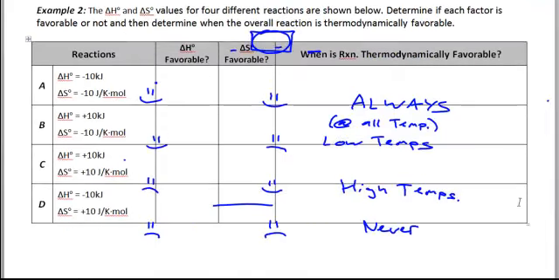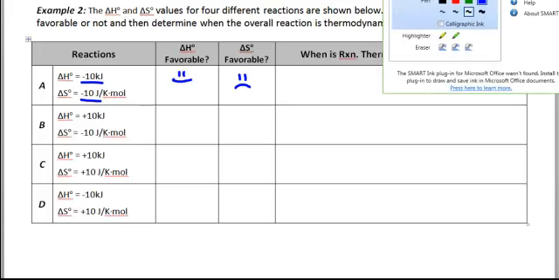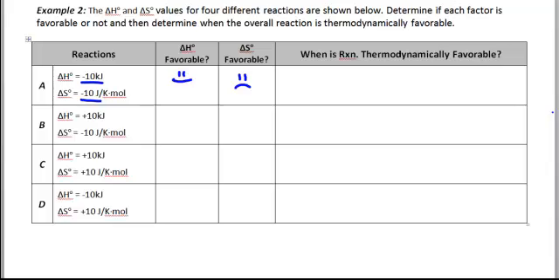So we'll just take a more quantitative look at this then. And we'll use the same ideas, but with some numbers instead. So in part A, delta H is a negative 10 kilojoules, so that will be a favorable process. Delta S is negative, that is unfavorable. And so when is the reaction thermodynamically favorable? What temperature range are we looking at? Well, we'll go ahead and plug in the numbers.